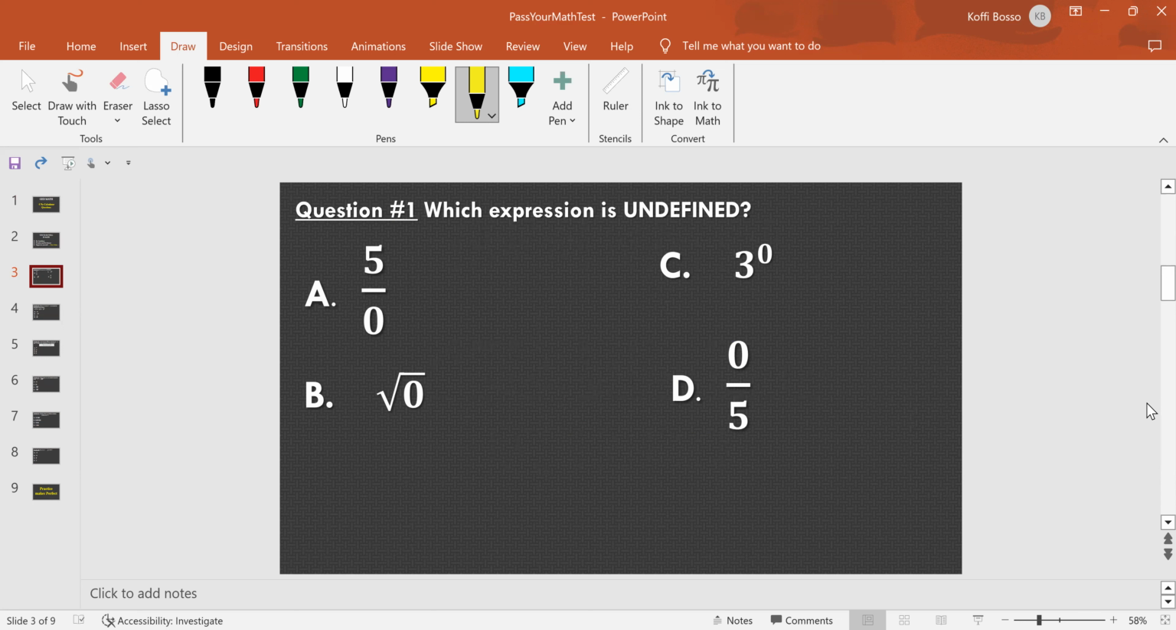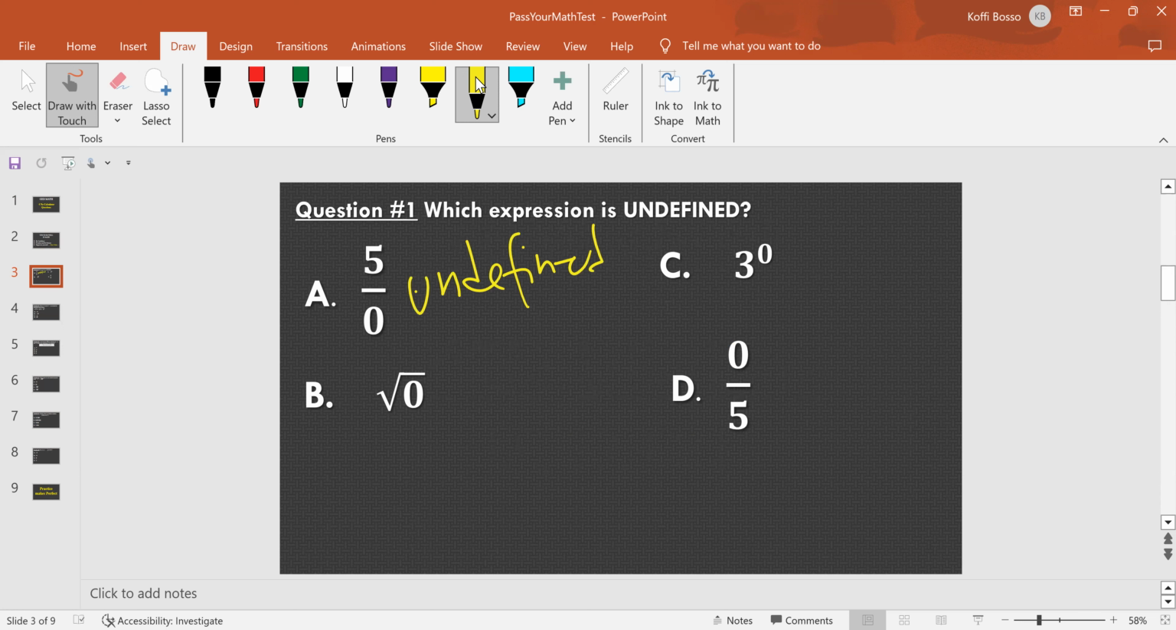Here, if you have 5 divided by 0, because they say do not use a calculator, you have to understand that any number divided by 0 is undefined. So the first one is undefined. It's not a 0, but it's undefined. The key is that every time you see a number which is not a 0, but they divide by 0, if the denominator is a 0, it's undefined.